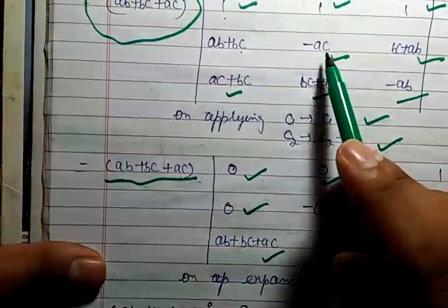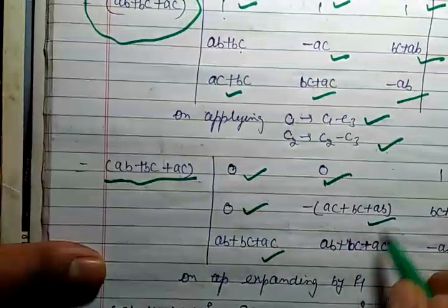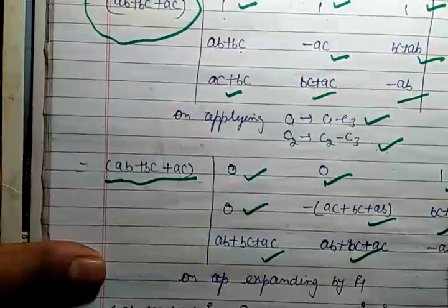ठीक है, बात पकड़ में आ रही है. And minus AC से करेंगे तो minus AC plus BC plus ये आ जाएगा और यहाँ पे ये आ जाएगा और यहाँ पे 1 1 यही बचेगा. ठीक है, क्लियर हो रहा है कुछ आपको?